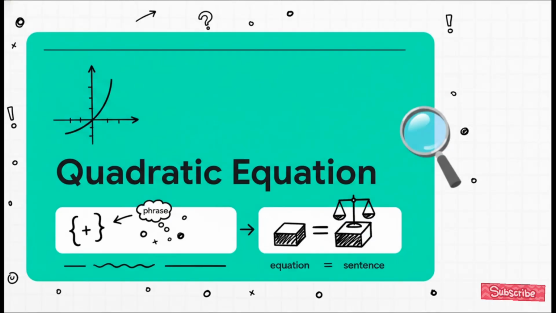All right, first things first, let's get our vocabulary straight. It's super simple, I promise. When you see something like x squared plus 3x plus 2, we call that a quadratic expression. It's kind of just a mathematical phrase. But the second you slap an equal sign on there, like setting it equal to 0, bam, it becomes a quadratic equation. Now it's a full sentence, a problem we can actually solve.